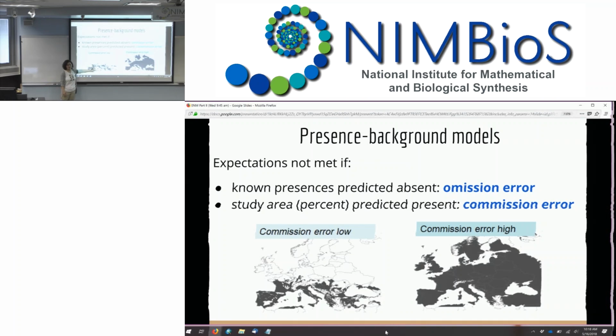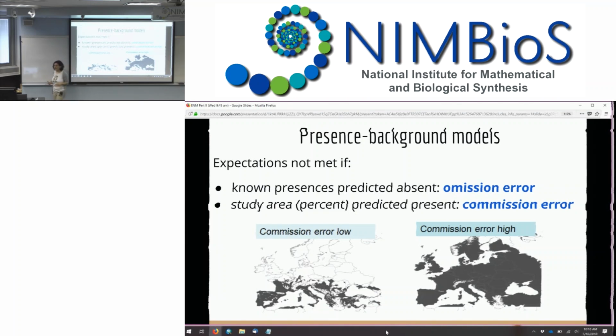This model has a limited or a more contained potential distribution. And then commission error is high, pretty much the entire Europe is predicted present for this species. So we'll talk more about this, but we know we have this problem in presence-background. We don't have absences, right? So we cannot say this is bad or that is bad. We don't have a way of really quantifying that because we are dealing with background, not true absences.